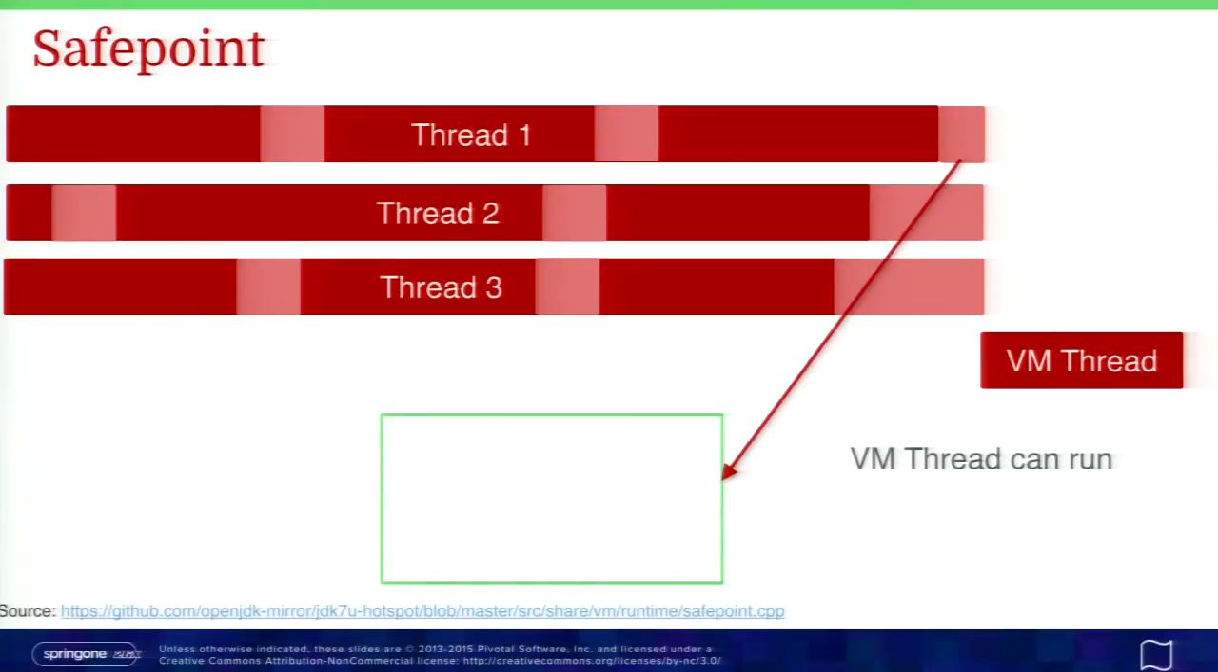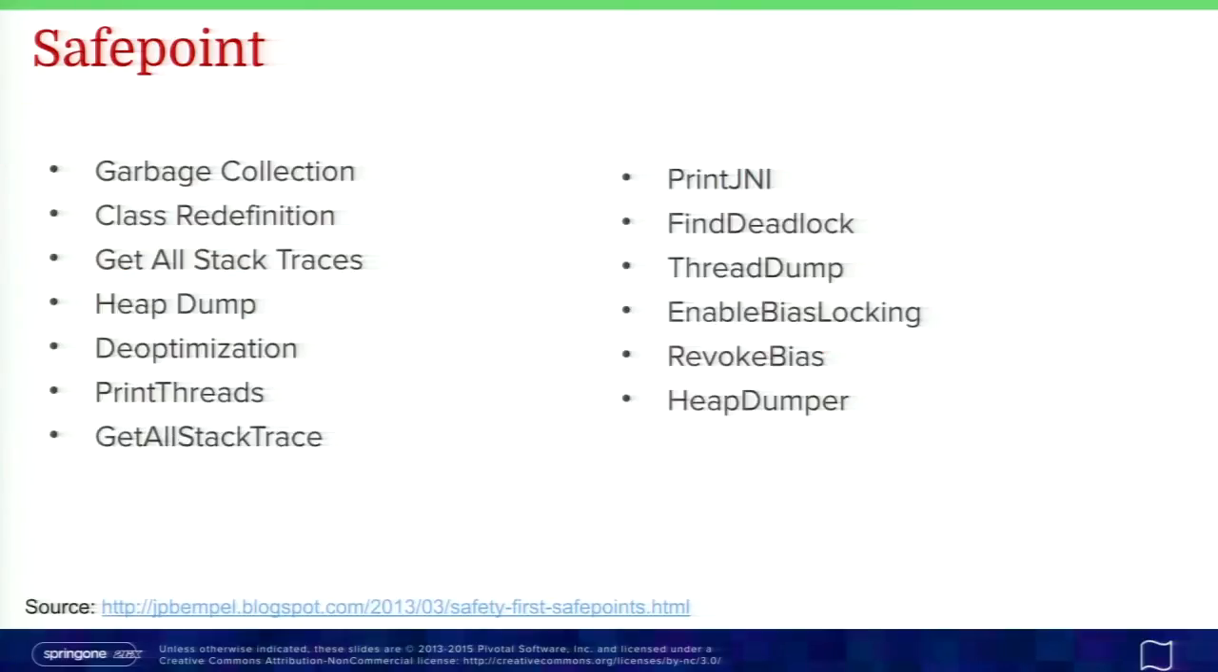Now, most people think of garbage collection when they think of Safepoints, but there's actually a lot of VM operations. It's not just garbage collection: class redefinition, getting stack traces, heap dumps, de-optimizations, which we've talked about, print threads, get all stack traces, etc. So all of these operations require a Safepoint to occur.